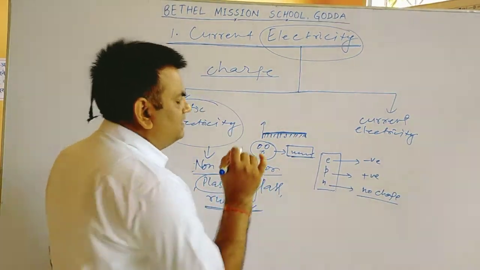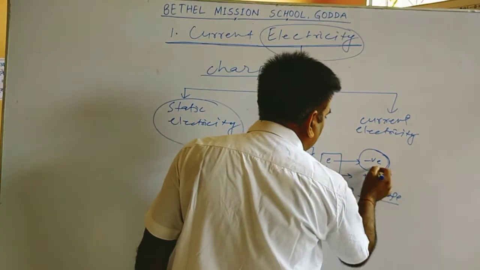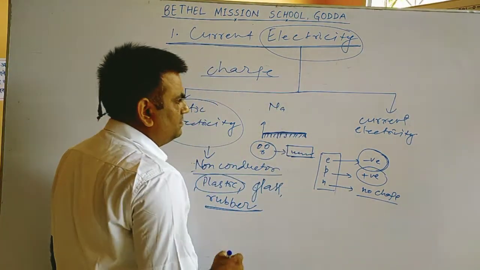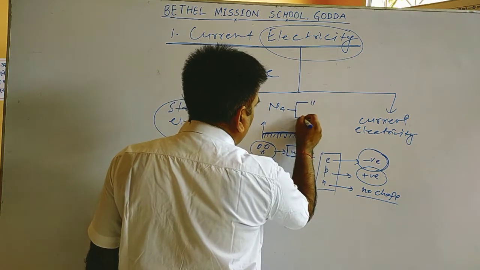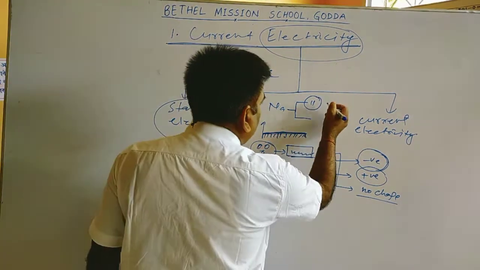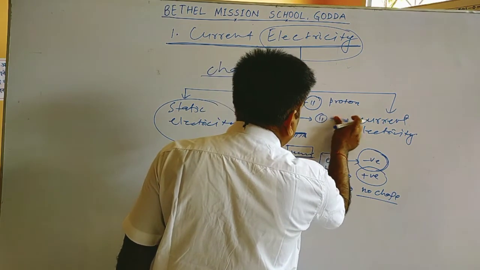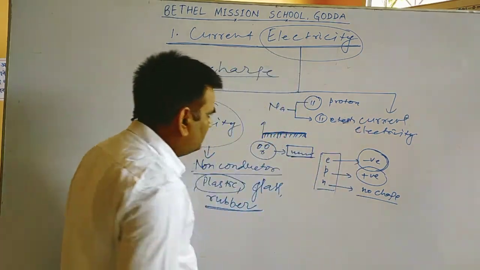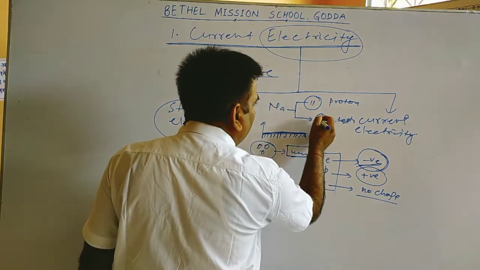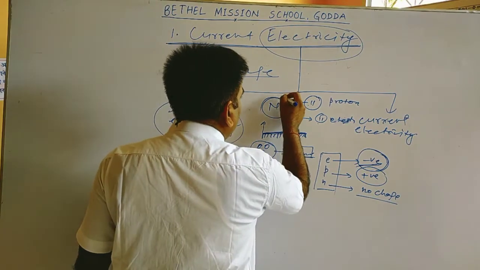So all matter contains the same amount of electrons and protons. If you take any matter, suppose sodium, its atomic number is 11. It means sodium is electrically neutral because it has 11 protons and 11 electrons. As we know, the electron is negative and the proton is positive, so both cancel each other, and then this matter becomes neutral.